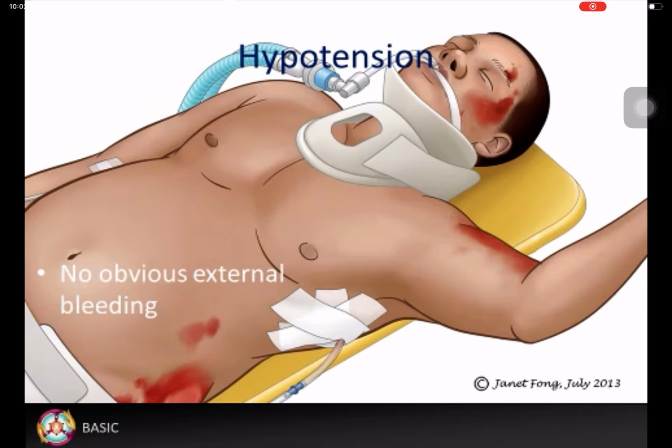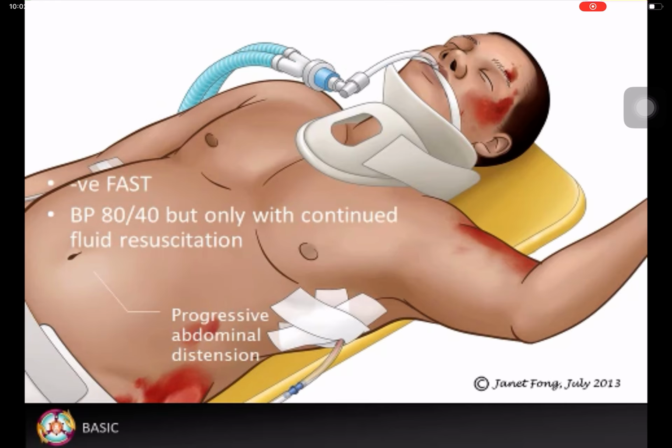There's no obvious external bleeding, so you need to consider sites of occult bleeding, such as the peritoneal cavity, the pleural cavity, major fractures, and retroperitoneum. He has a negative FAST scan, but his blood pressure is 80/40, only with continued fluid resuscitation, and he has progressive abdominal distension. Is the bleeding source in the peritoneal cavity?